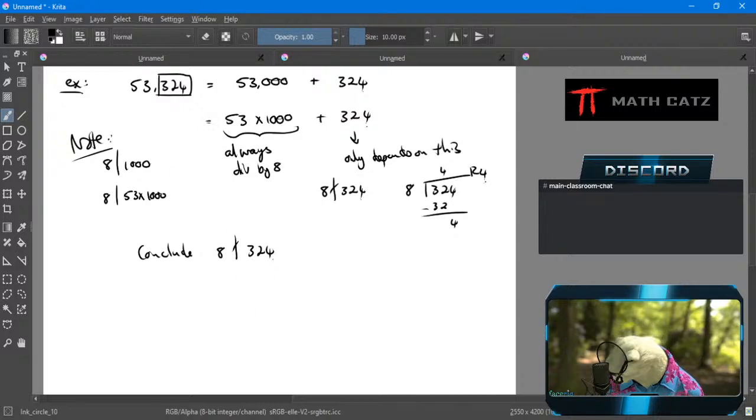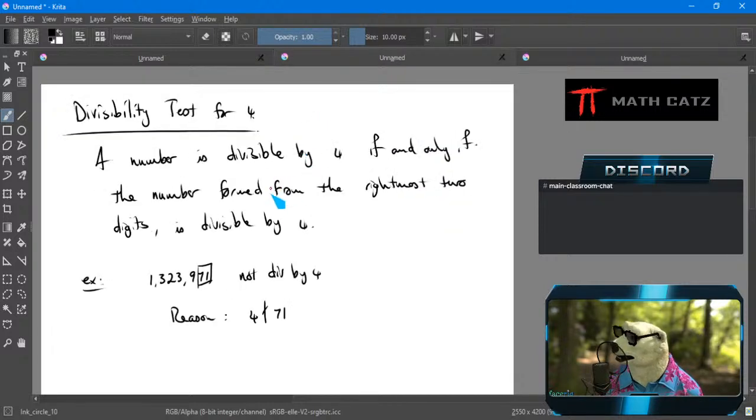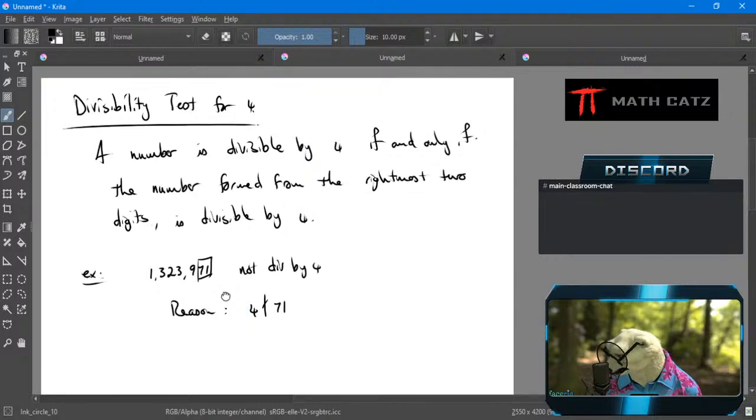The original, which is 53,324, could have been way bigger. I still only need to look at the last three digits. I don't need to find the quotient. I don't need to do a full division. I just need to know, does 8 fit into that or not? 8 goes into 32, yes, so only 4 is left. There's going to be something left over; 8 can't fit in. So it's not as nice as 4 in that I need three digits, which can slow me down a little bit, but it's not that bad.